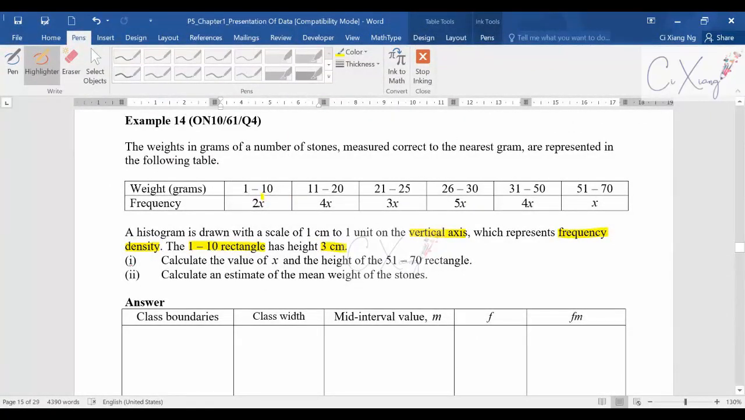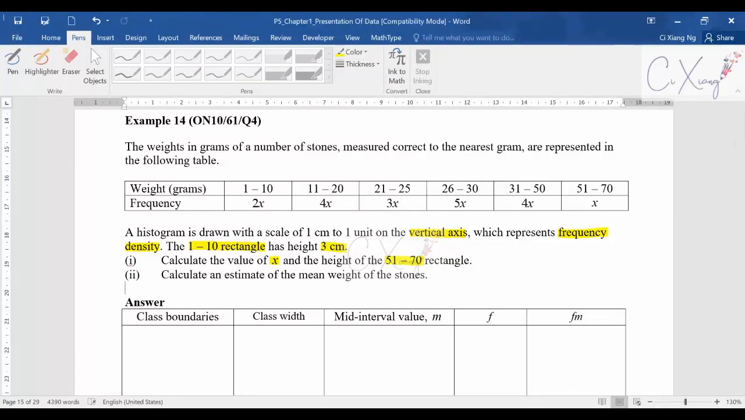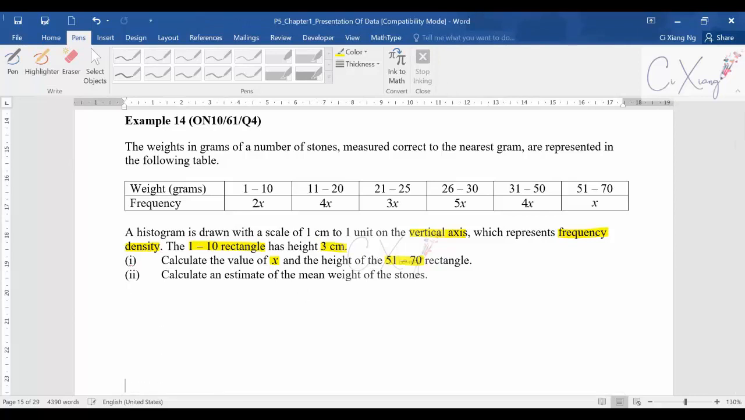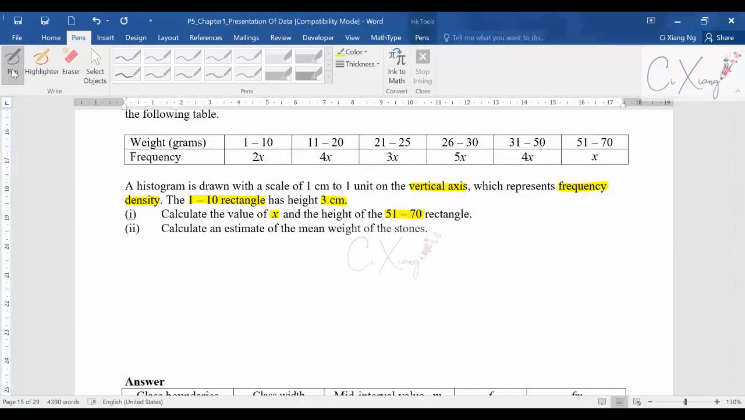Now first, they want you to calculate the value of x. After that, they want to calculate the height of 51 until 70. So how can we start with this question? The very first part is linked with the frequency density. So maybe I will try to write out the formula first. All right, so now, first part. What is the formula for frequency density?